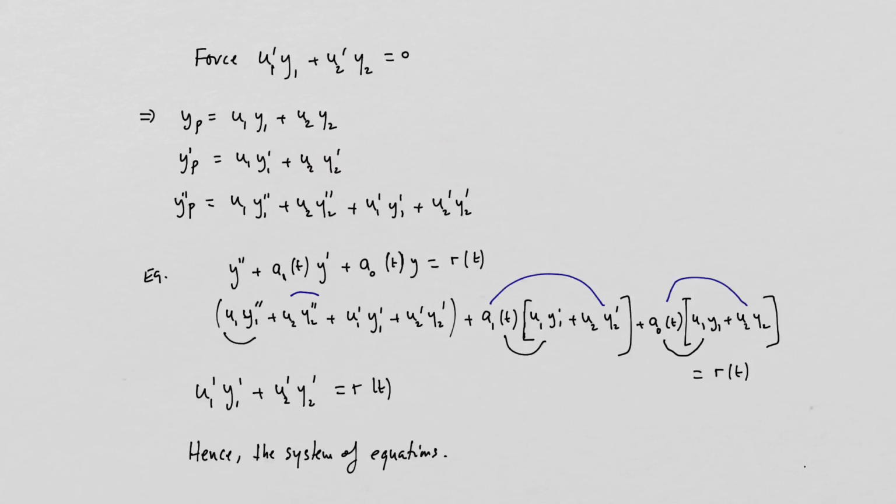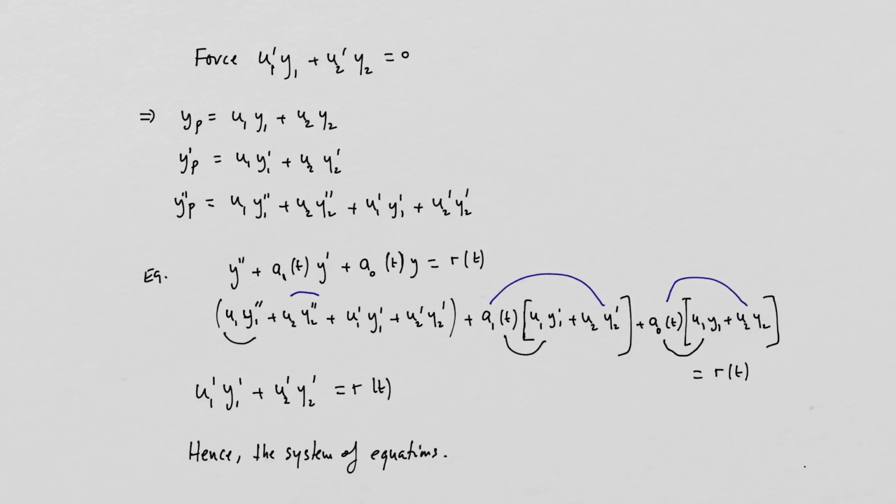So now it's time to plug in. So we know y double prime, it's this one, right? If yp is a solution, that means it fulfills the equation. So I'm going to write y double prime p plus a1t y prime p plus a0t y p equals r of t. That's all I did here. Here is a1t times y1 prime and then a0 times yp, okay?